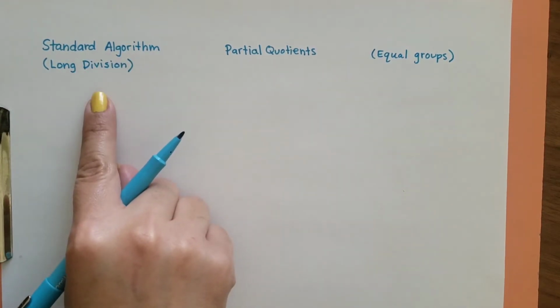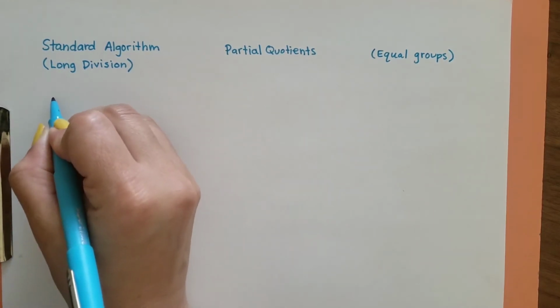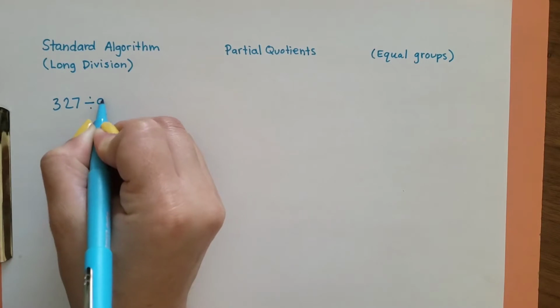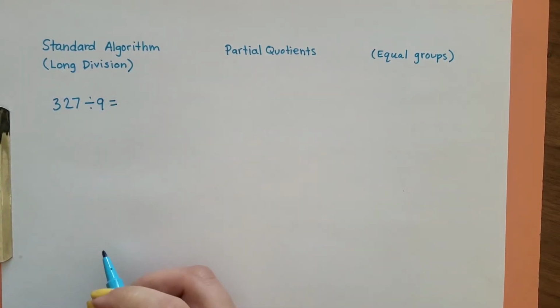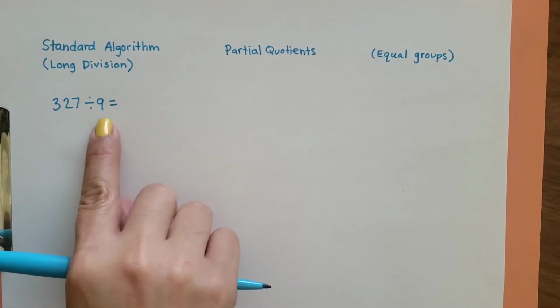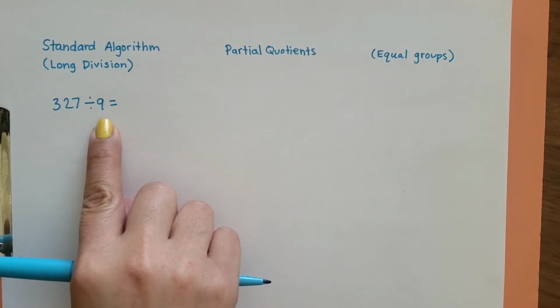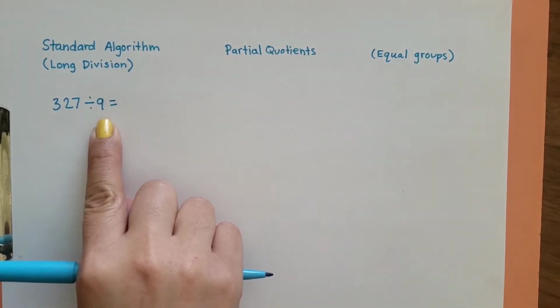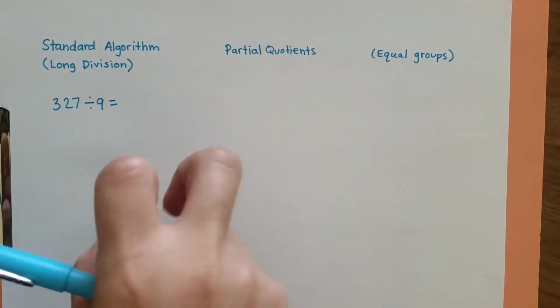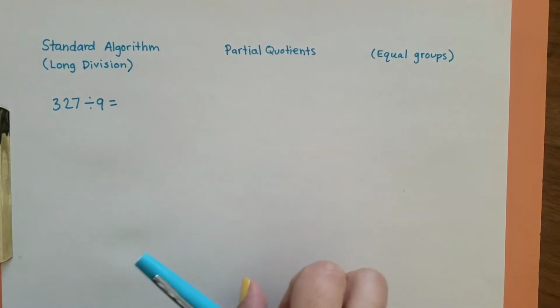So with standard algorithm, we're going to take a problem. Let me give you a simple problem like 327 divided by 9. Okay, and what this is asking is we have 327 of something and we want to divide it into 9 equal groups, okay? And I like how the last video yesterday talked about division being repeated subtraction. We're going to take away 9 from 327 as many times as we can.